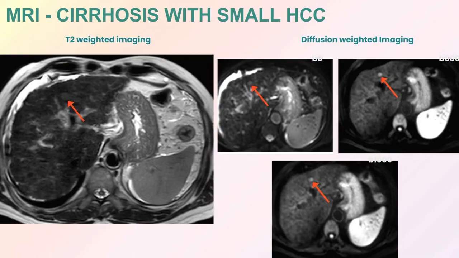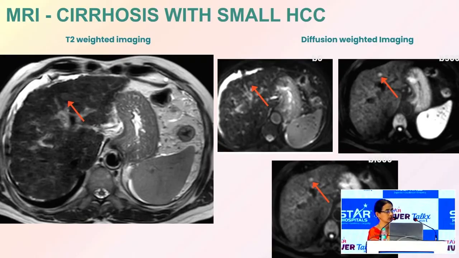And when we go through the diffusion imaging, as the B value increases, what we are looking for is restricted diffusion. So things like ascites, which are normally hyperintense, gallbladder fluid, the CSF, they all get suppressed, and this cellular HCC will stand out in the diffusion images.